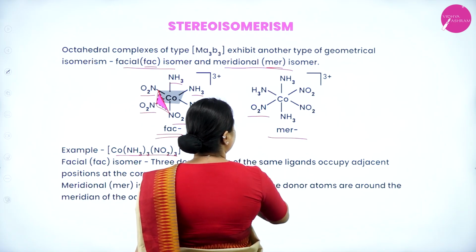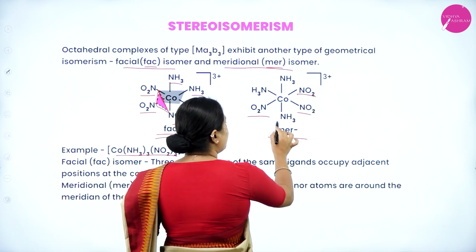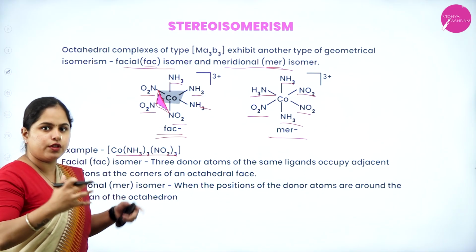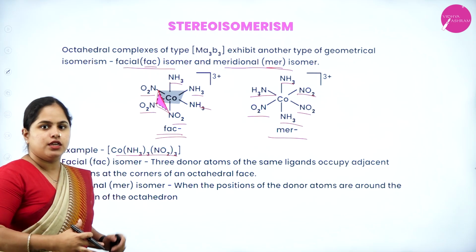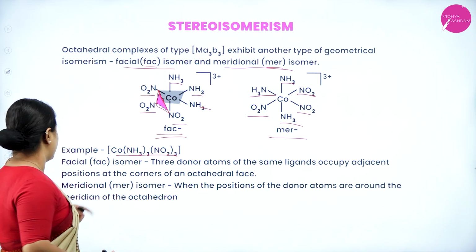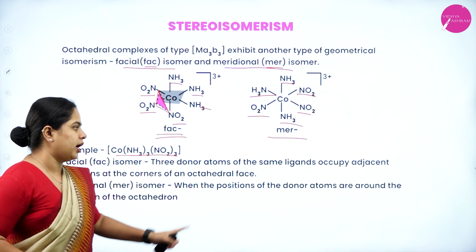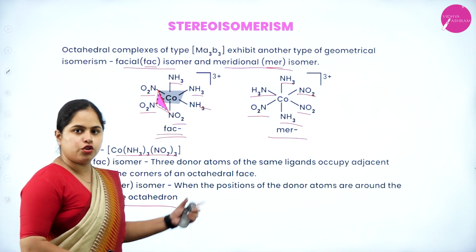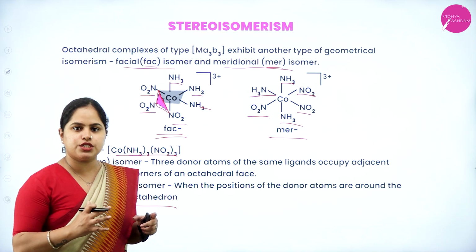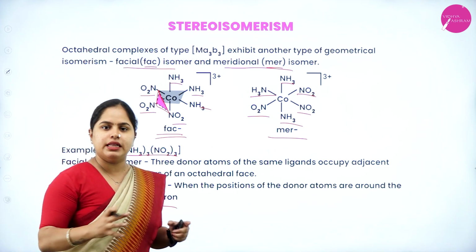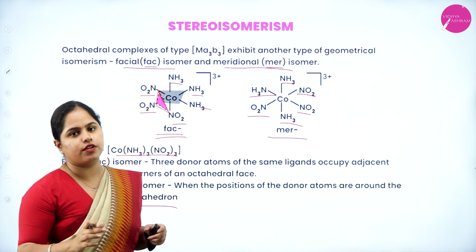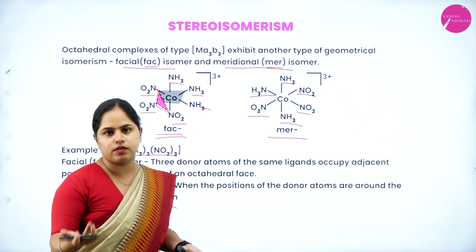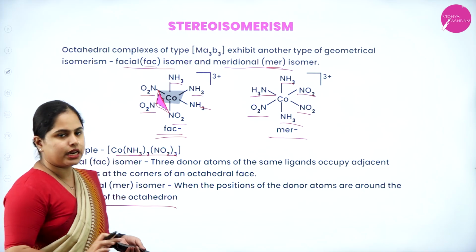So then it will become meridional, right? As you can see, one NO2 here, one NO2 here, and one NO2 here, one amine here, one amine here, one amine here. So of course, they are not adjacent to each other. All of them won't come in the same face. So then it becomes meridional, right? So as you can see here, when the positions of donor atoms are around the meridian of the octahedron, it will become meridional. So you can remember it like this. If all are adjacent to each other, they will be forming a single face of the octahedron. That will be facial. If they are not adjacent, it will become meridional. So I hope it is clear, right?